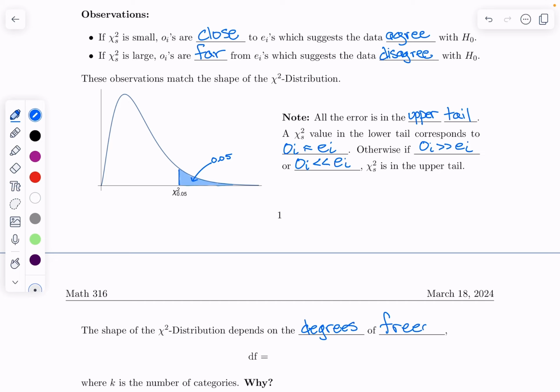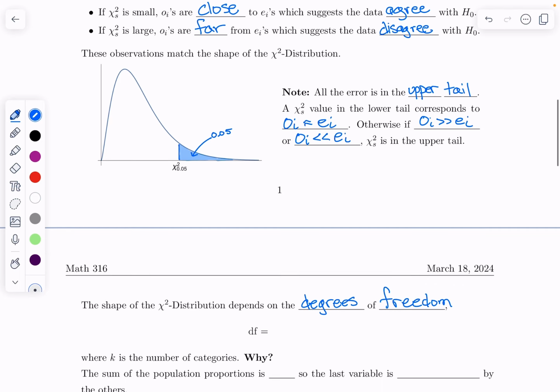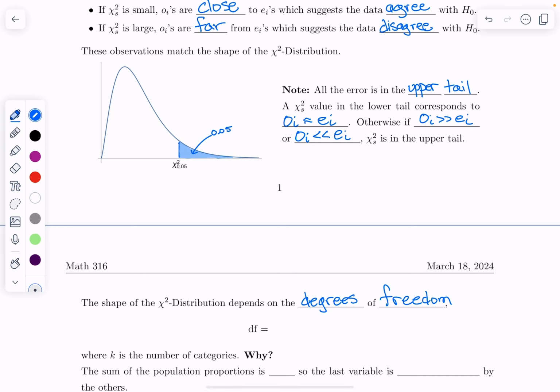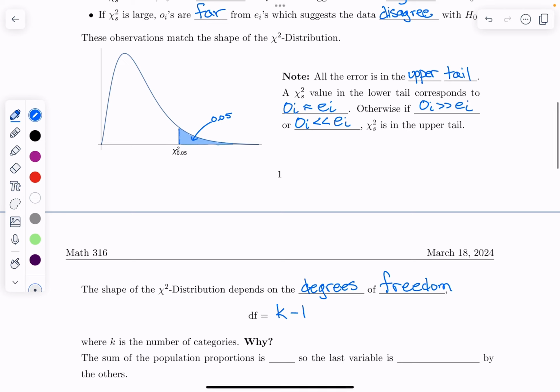And the degrees of freedom is actually going to be k minus 1, where k is the number of categories. And so why is this the case? Well, the sum of the proportions in the categories should be 1, right? If you sum up all of the A, B, AB, and O blood types, that should give you the whole population. So it turns out that the last variable is defined by the others. So if we want to know how many free variables there are, that in fact is going to be the number of categories minus 1.